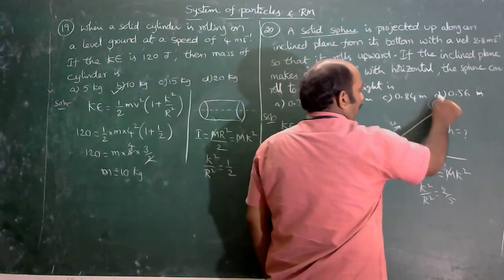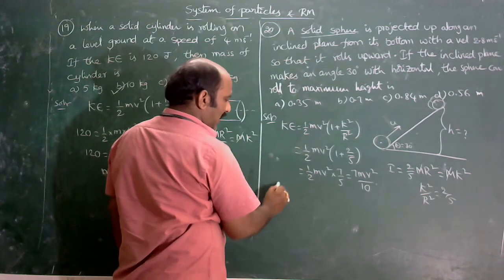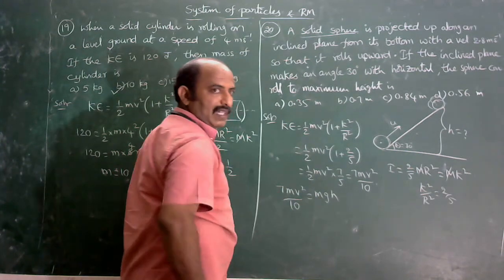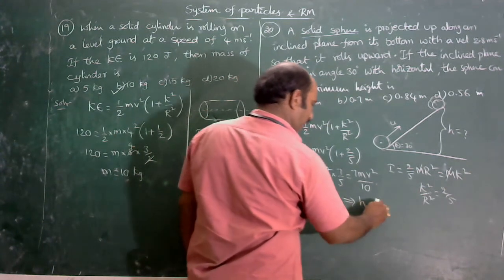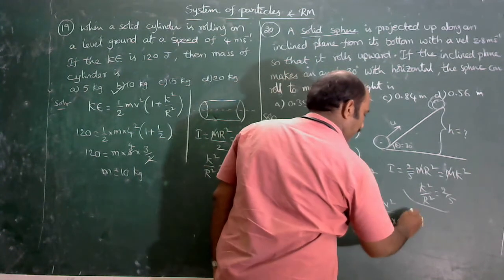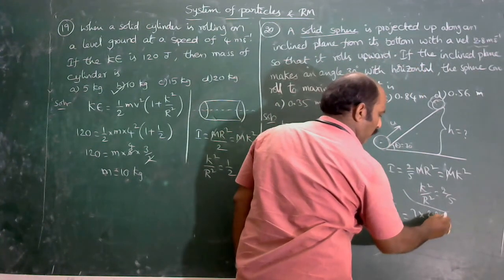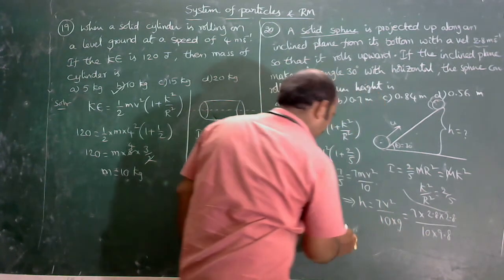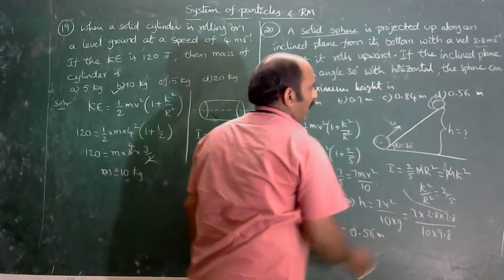When it reaches the maximum height, this energy is converted into potential energy. That's why here 7mv square by 10 is equal to mgh. On both sides, m gets cancelled. Now what is the h value? h is 7v square by 10g. 7 into v square, velocity is given as 2.8, so 2.8 into 2.8, by 10 into g value 9.8. Finally we get the h value as 0.56 meter. Okay, option D is correct.